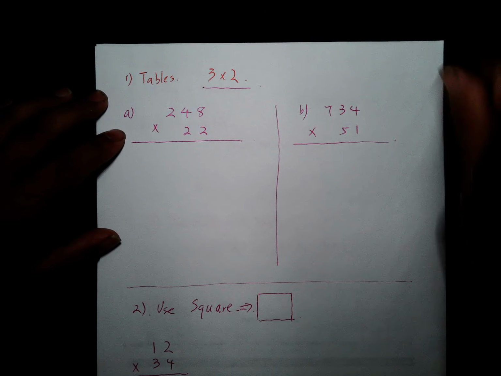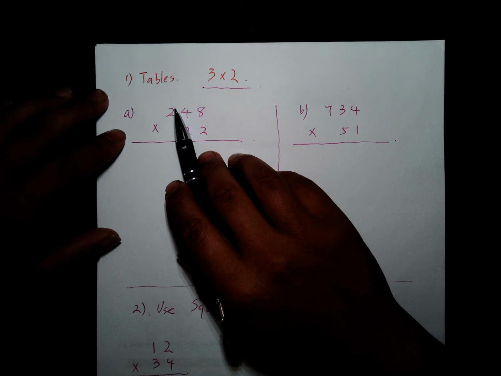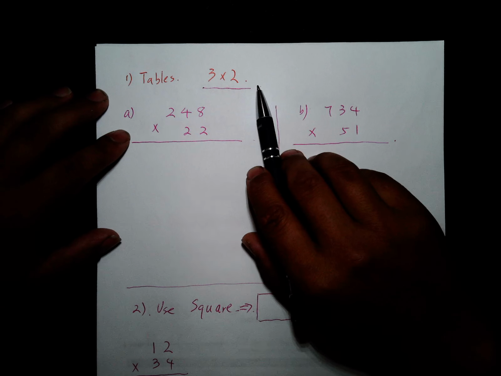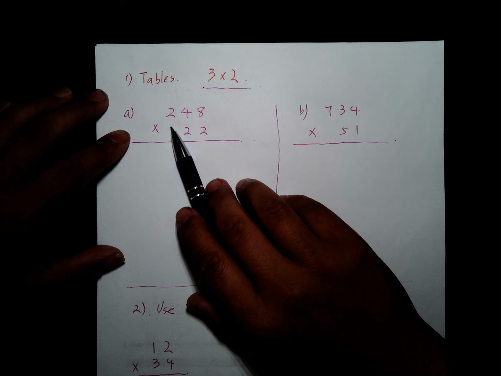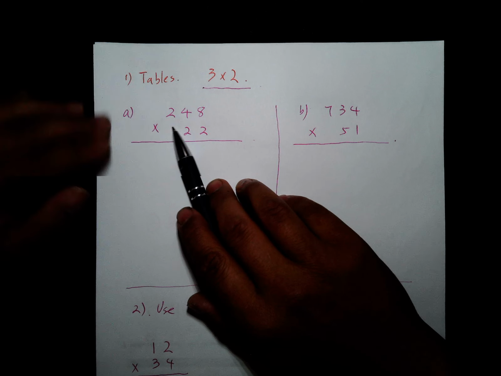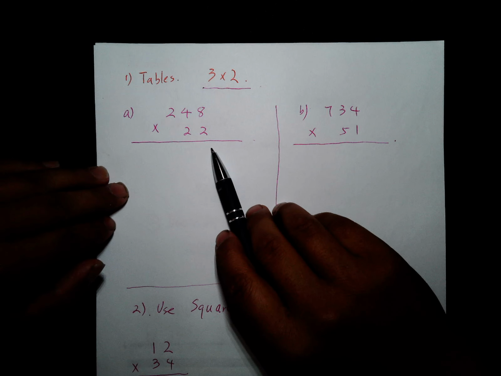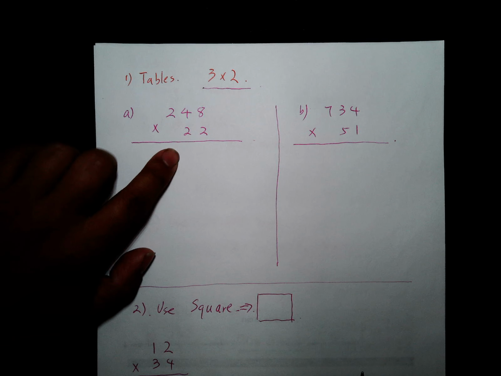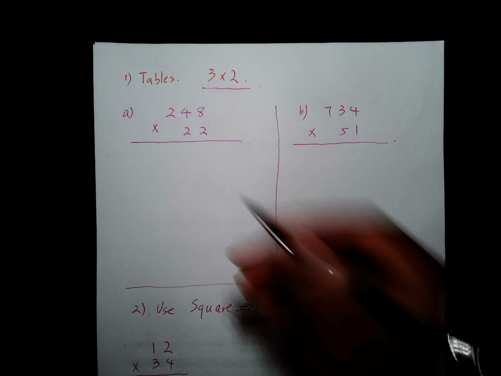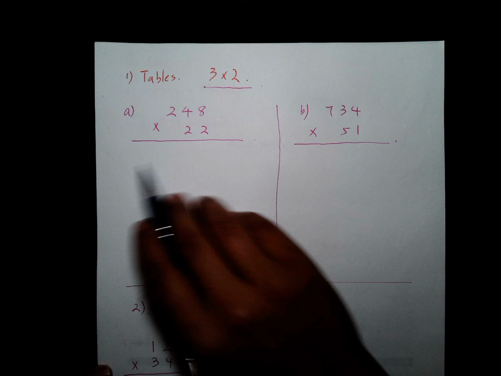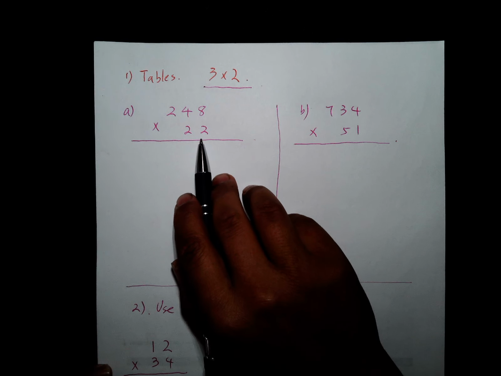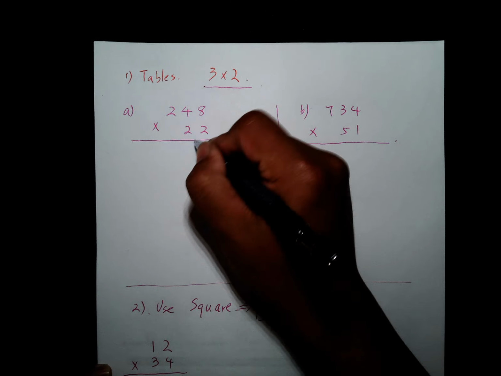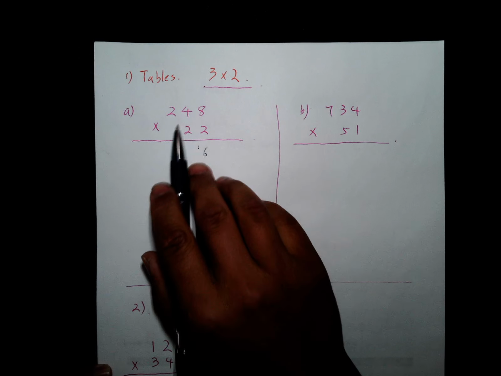First, we use the table. Pick up the question, which is 3 by 2. It means that we have 3 numbers for the first line and 2 numbers for the second line, like 248 times by 22. Okay, so first we need the times. 2 times 8 is 16, so put a 1 here.